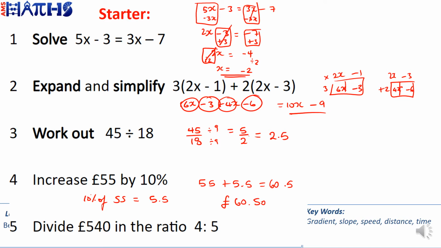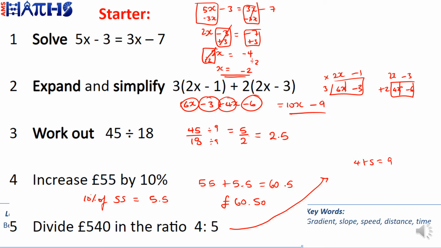Our final question is a ratio question. I'm just going to do it over here. We're going to share 540 in the ratio 4 to 5. Right, so what we're going to do is add the ratio. 4 plus 5 is 9.